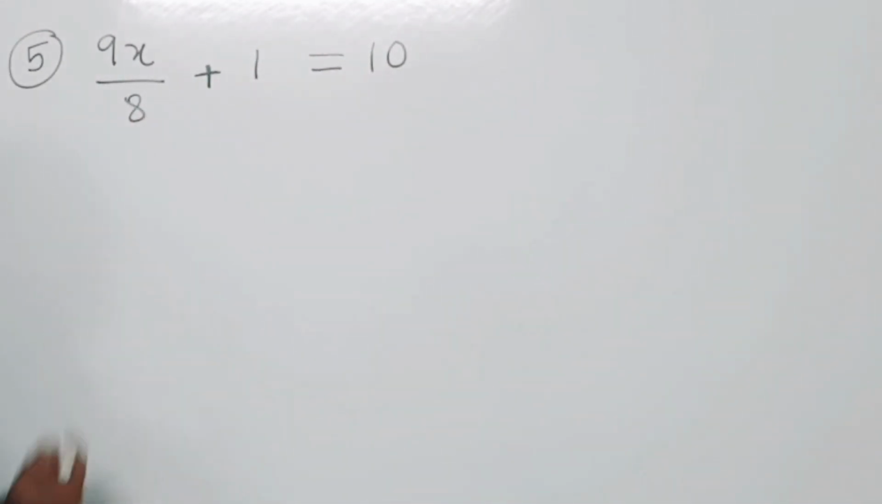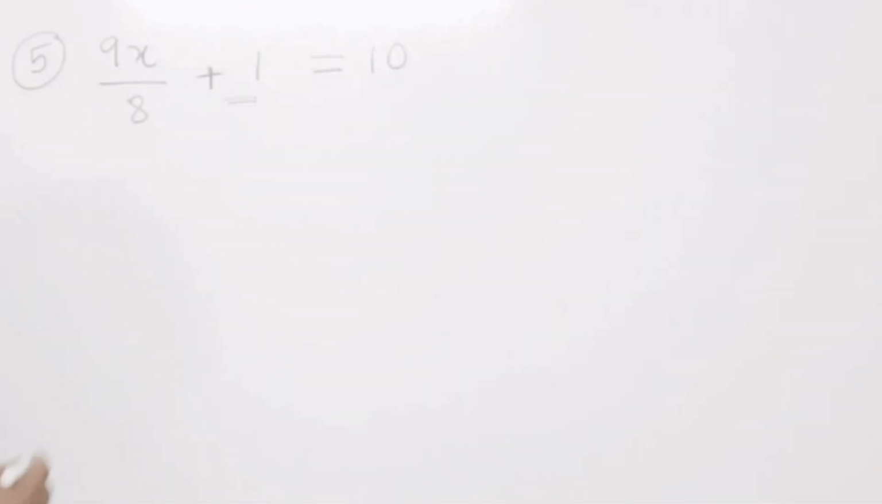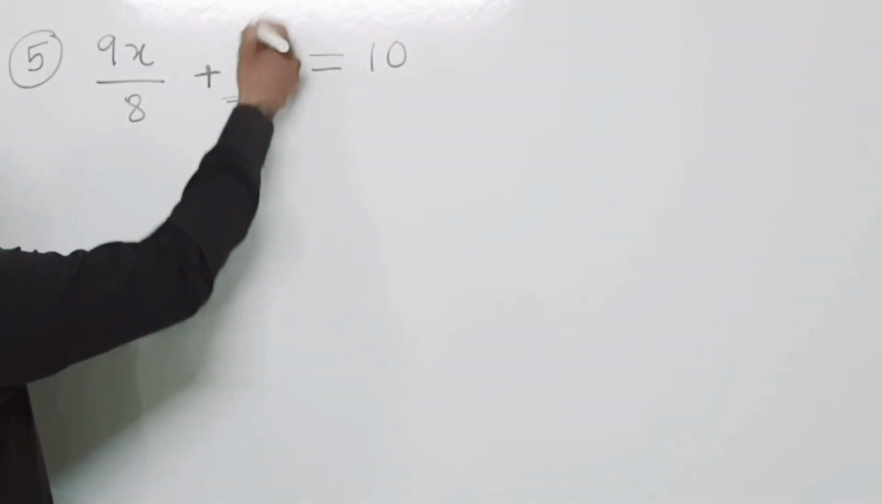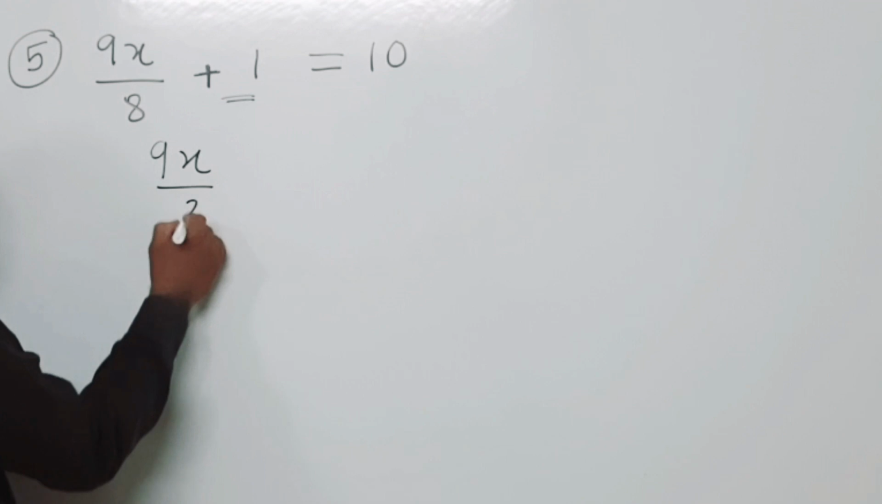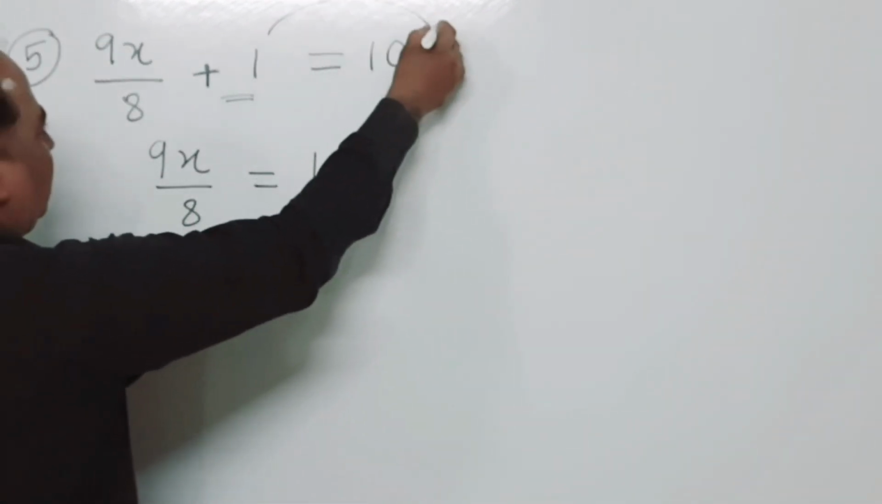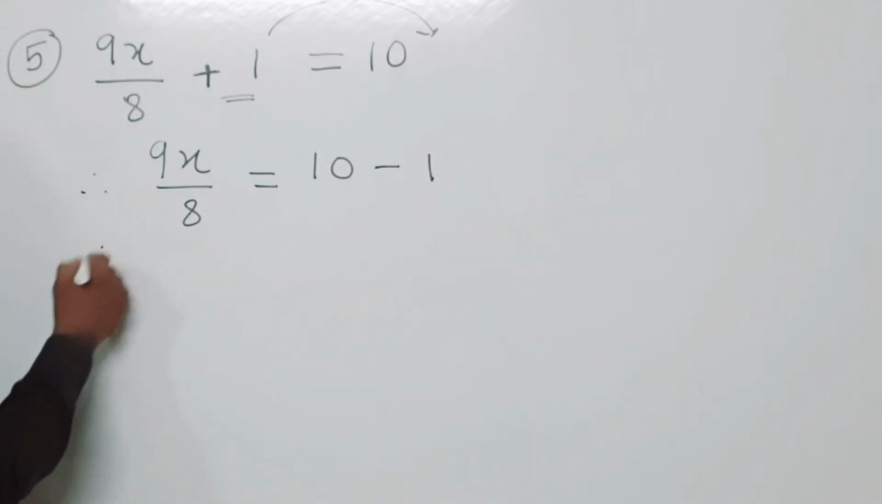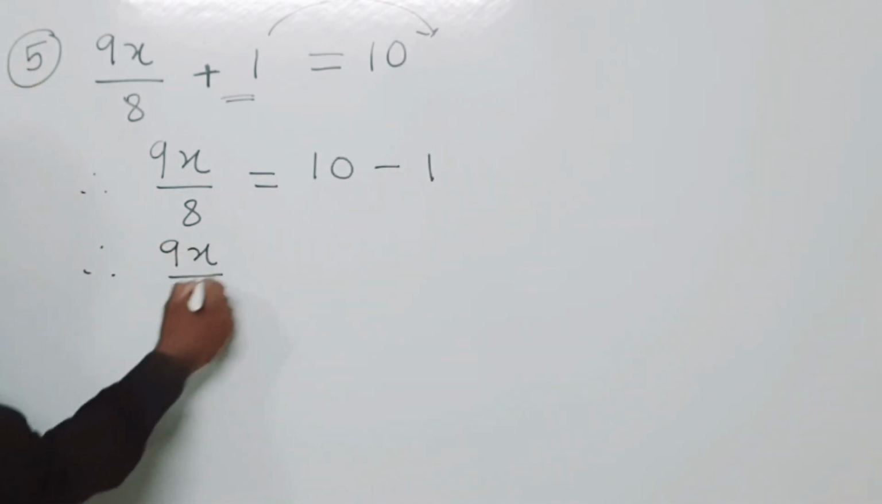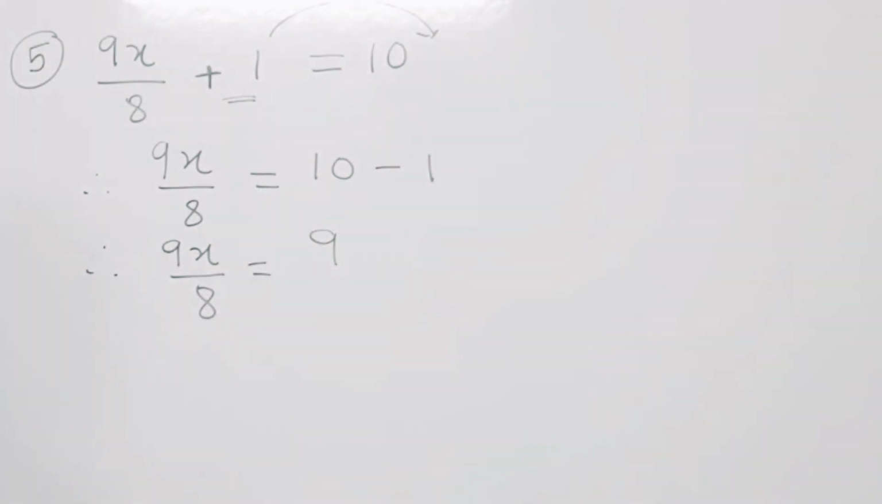Next example, 9x upon 8 plus 1 is equal to 10. First take plus 1 on the right hand side of the equality. This plus 1 will go there and become minus 1. Therefore 9x upon 8 is equal to 10 minus 1, which is equal to 9.